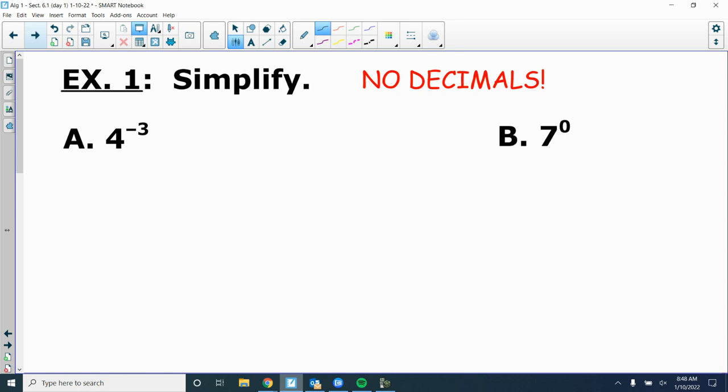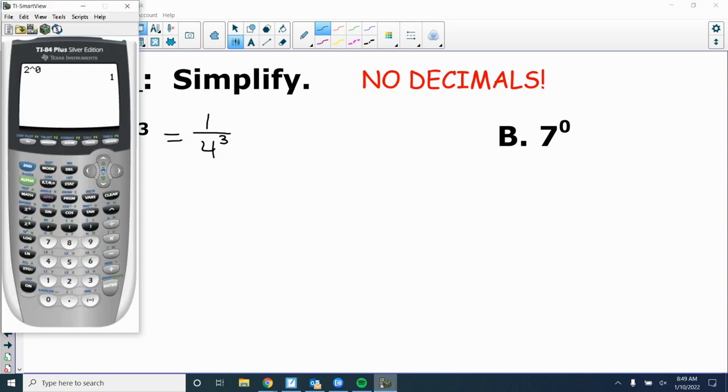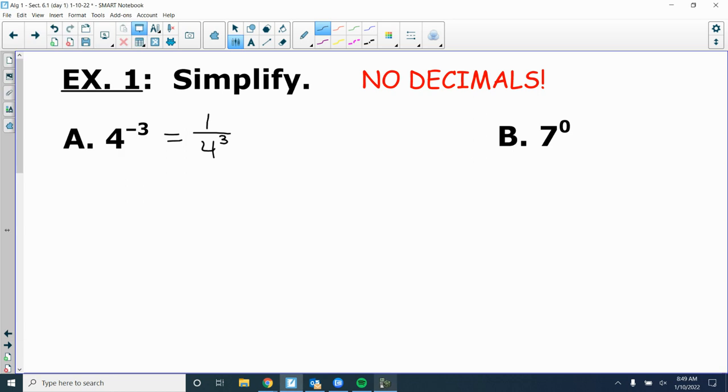What do you think? 1 over 54. 1 over what? 54. Not 54. You're close. Now, here's where you can use your calculator, like to do the math part. Addie? 64. It's 1 over 64. The first thing I would tell you to do is write it as 1 over 4 cubed. Do that. Then you can use your calculator if you need to and do 4 to the third power. I'm not going to ask you to do all that in your head. So 4 to the negative third is equal to 1 over 64.